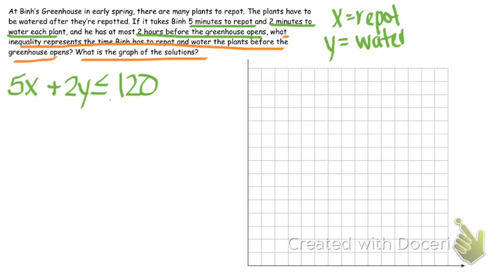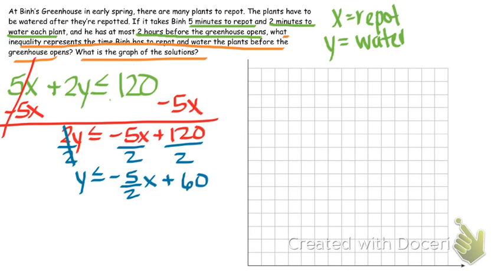Now, I don't know about you, but I don't like to graph things in standard form. So let's swap this inequality around to be in slope-intercept form. Do that right now. See what you get. All right. When I converted this into slope-intercept form, I got that y is less than or equal to negative 5/2 x plus 60. So we've got a slope. We've got a y-intercept.